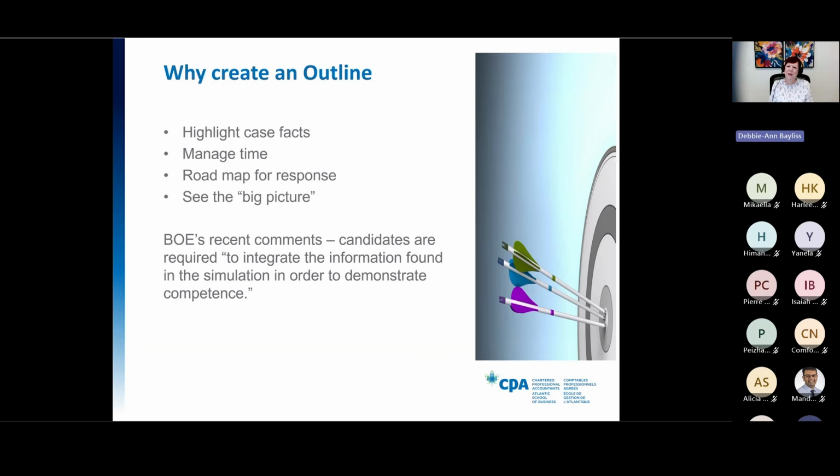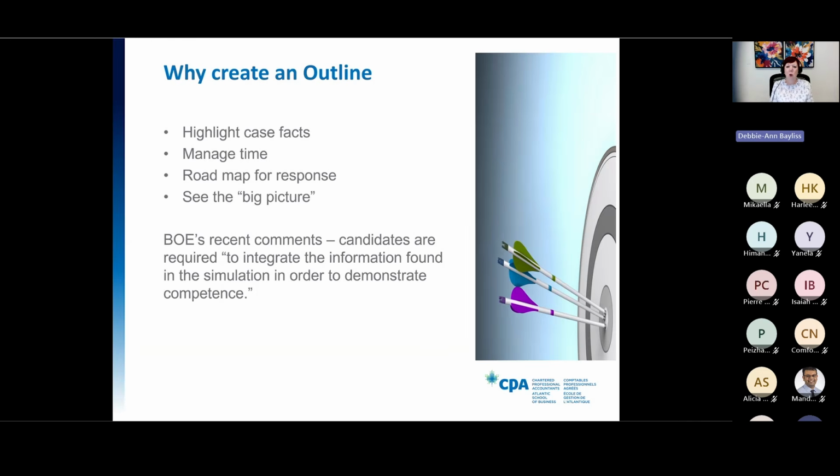So why create an outline? Already I've talked about the importance of planning, and I've mentioned creating an outline several times. Well, it allows you to highlight those key case facts. So you're going to extract them and include them in your outline. It helps you manage your time, because if you have all the information in place, if you've got the structure in place that you need, you can quickly turn that outline into a response.